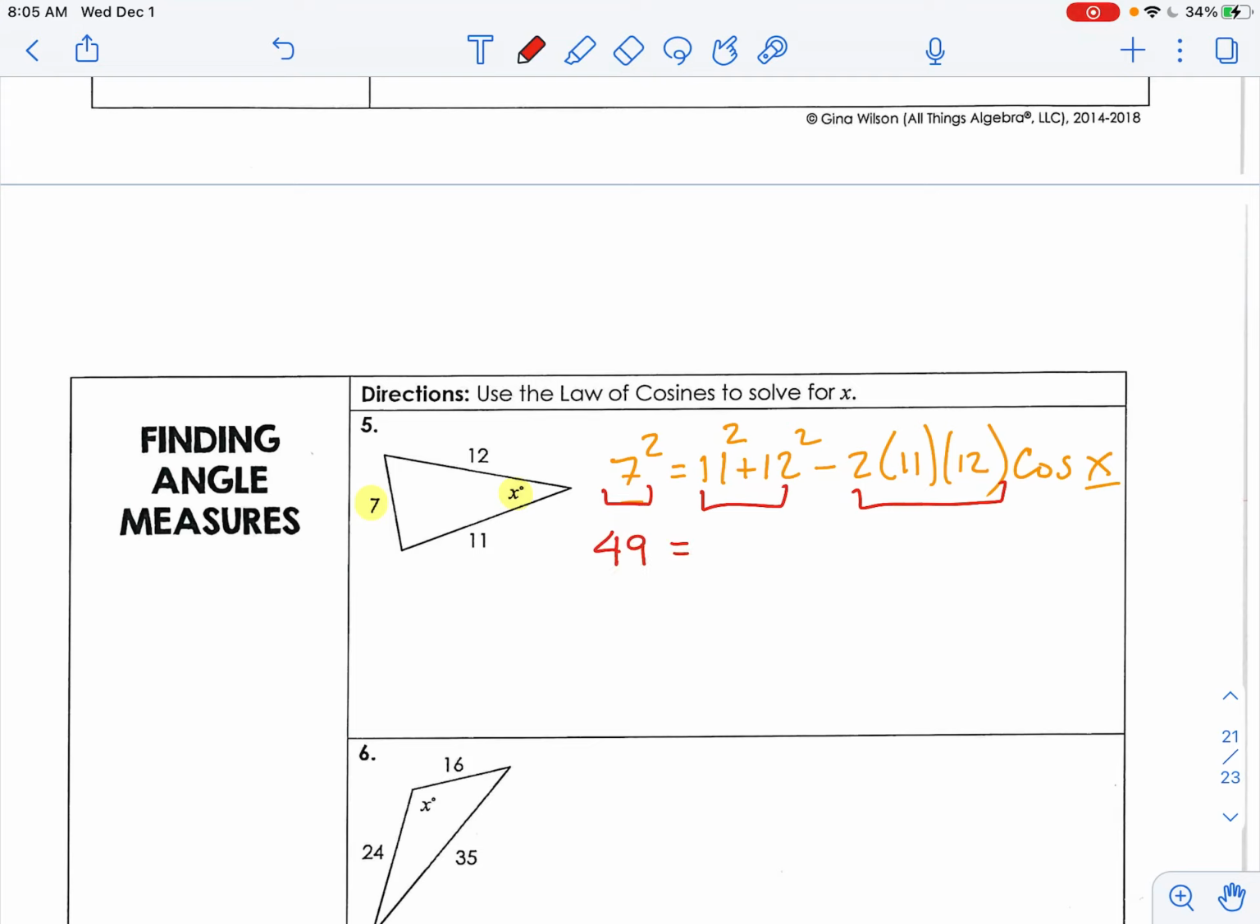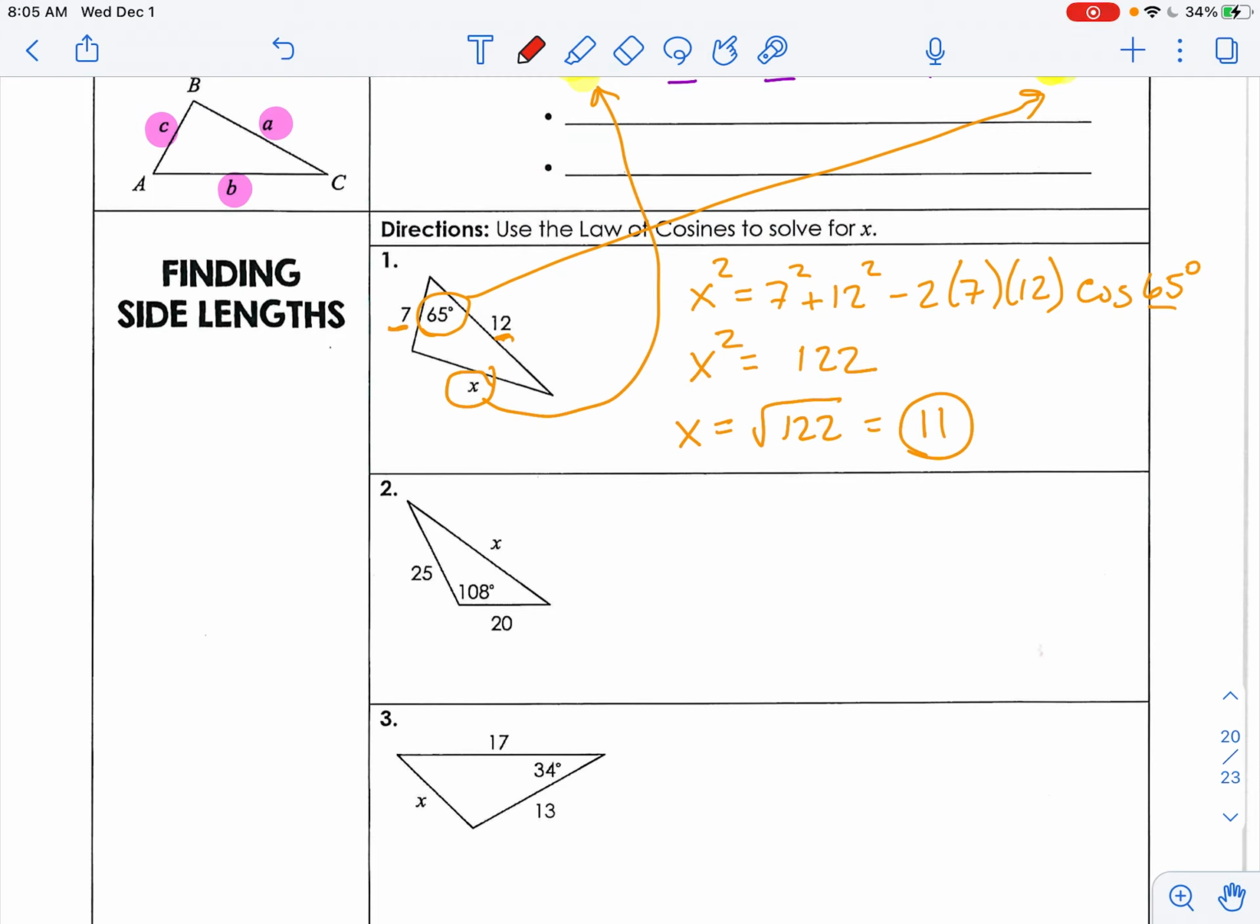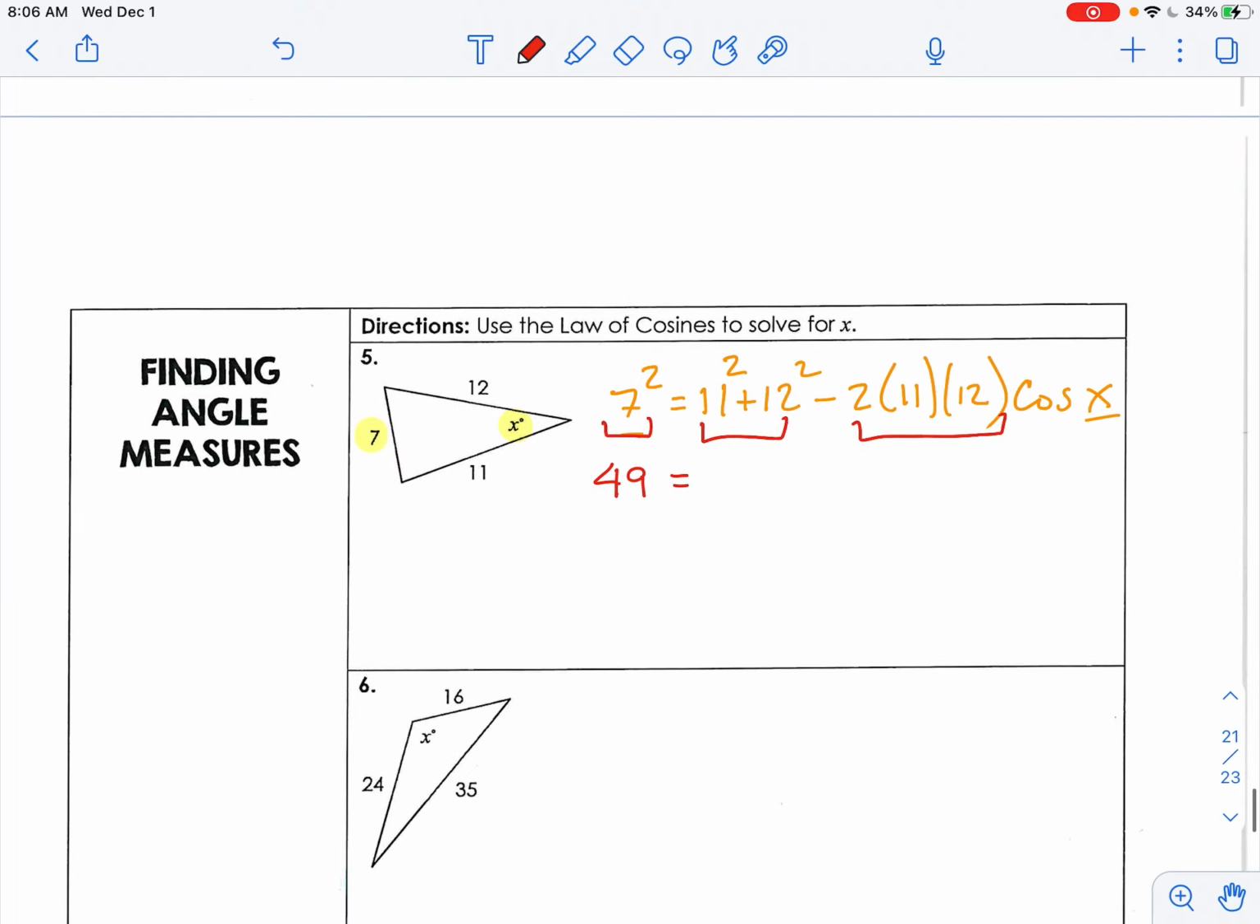If you take 11 squared plus 12 squared, it's 121 plus 144. So when I take 11 squared, I get 121, plus 144. Now, I'm going to erase that and just put that answer here, because I think you can just put that in all at once.